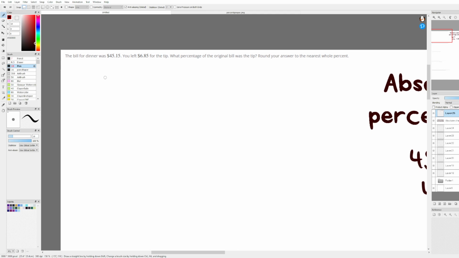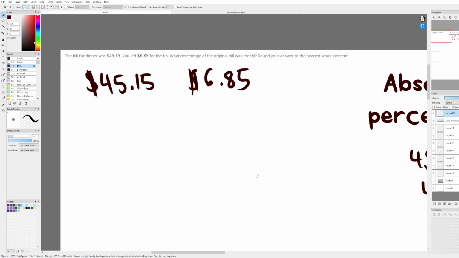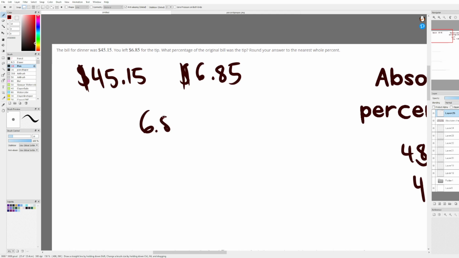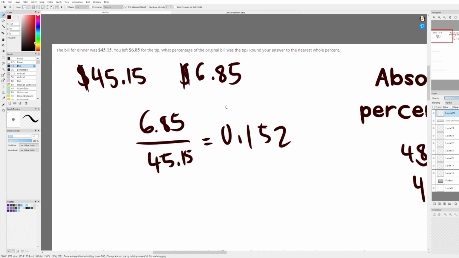This one's saying the bill for dinner was $45.15. You left $6.85 for the tip. What percentage of the original bill was the tip? We can do 6.85 divided by 45.15, which is going to give us 0.152 if we're rounding, which would give us 15.2%. Or since it's asking for the nearest whole percent, we'll just say 15%. So it was a 15% tip.